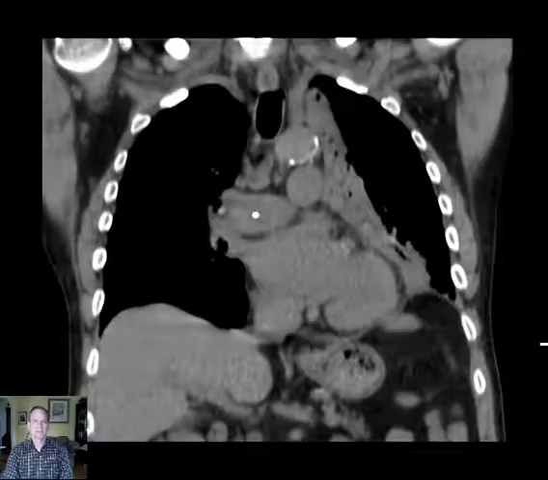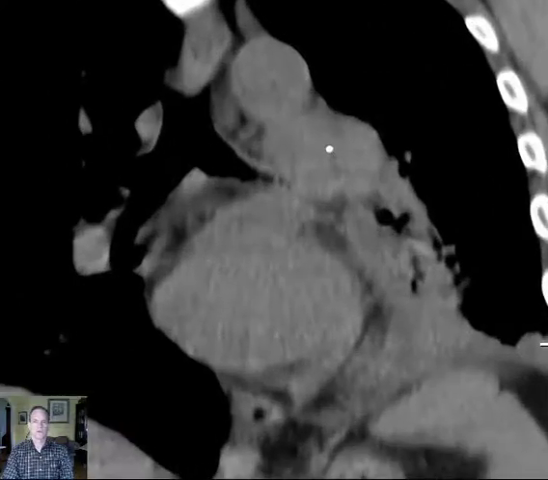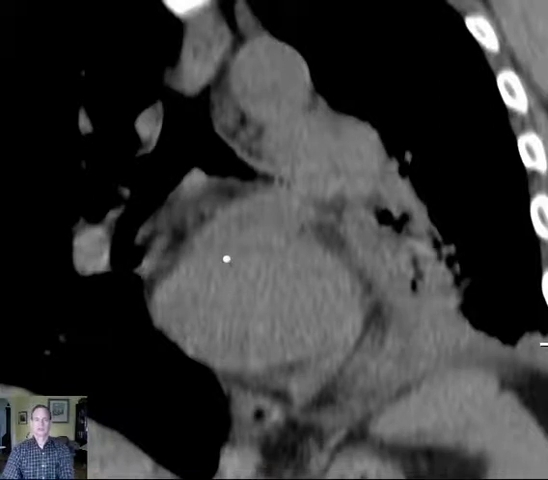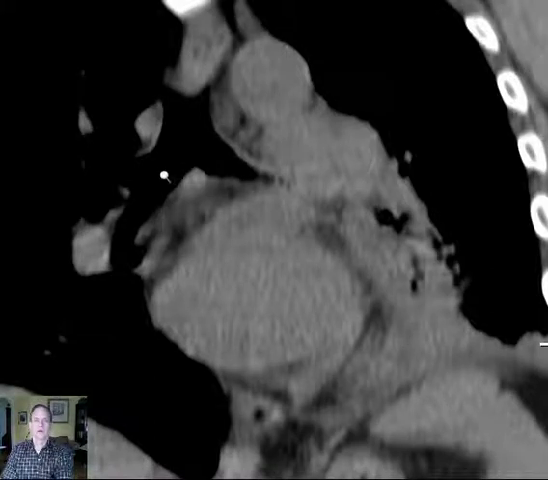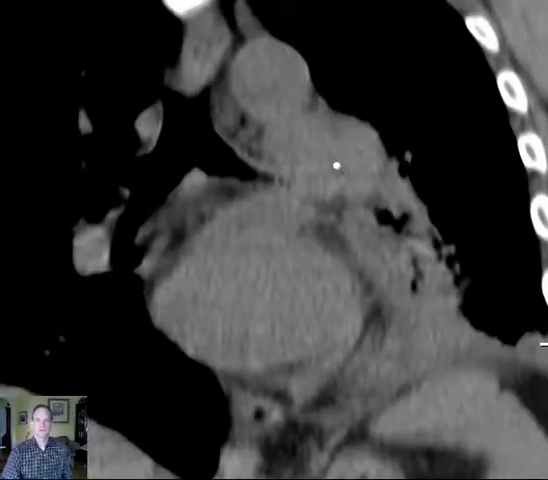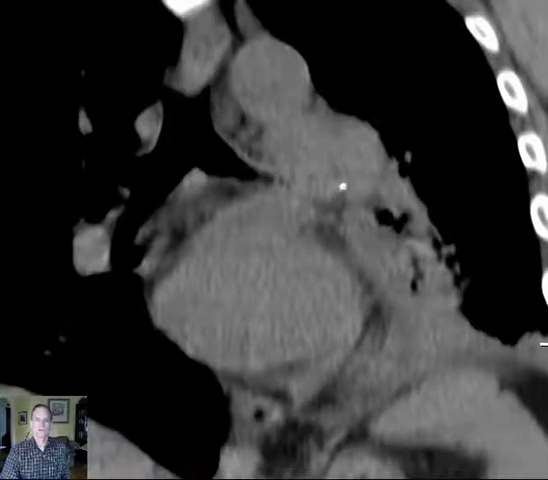Let me see if I can zoom in on this a little bit for you. Here's the aorta. Here's the left atrium. Here's the right main stem bronchus. Here's the left main stem bronchus. And look what is happening to the left main stem bronchus. As you move through it, you really never get a view of it open. So it's very narrowed here.